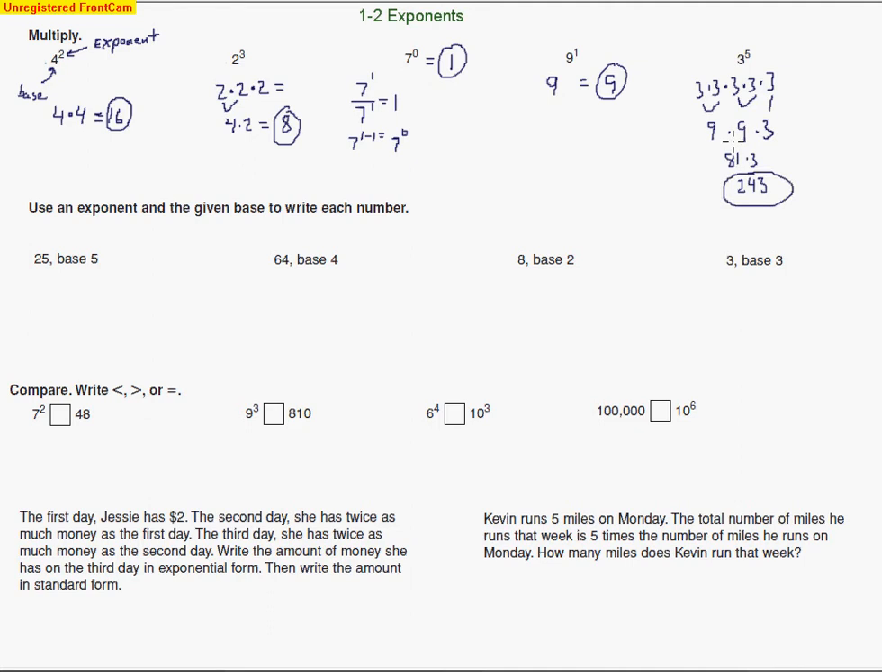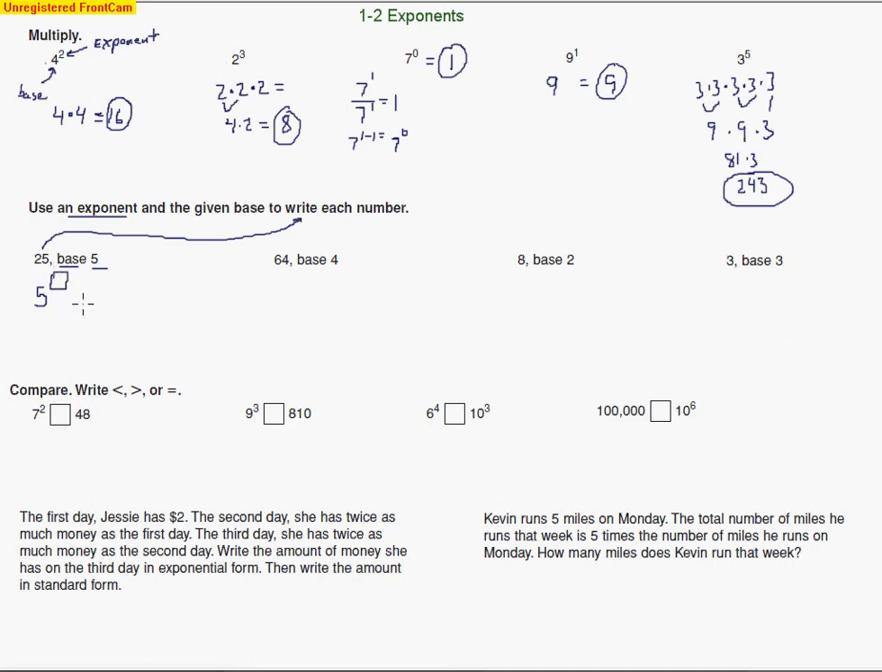Well, the next set of directions asks us to use an exponent and the given base to write each number. Well, this is the number they're talking about right here. So we're trying to write the number 25 using the base of 5 and an exponent. But they don't give us the exponent, so that's the part that we're trying to look for. So 5 is the base. So the base is like the 4 here, or the 2 here, or the 7 here.